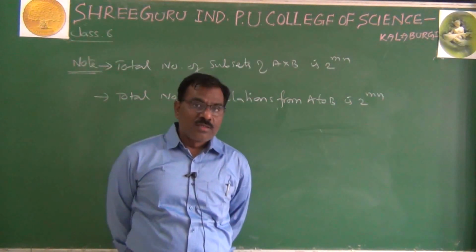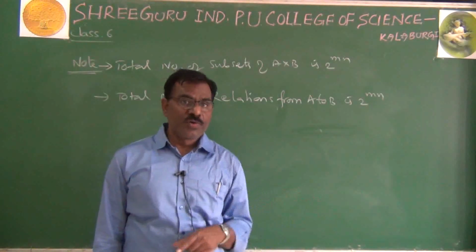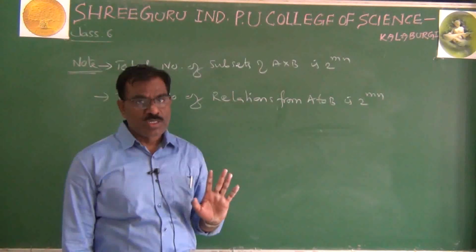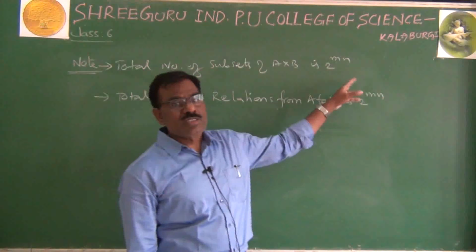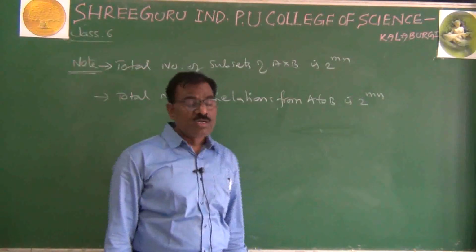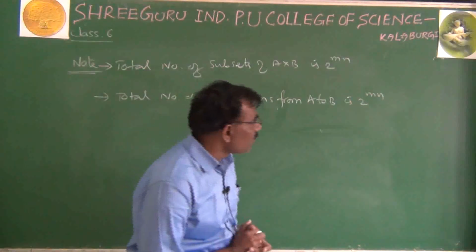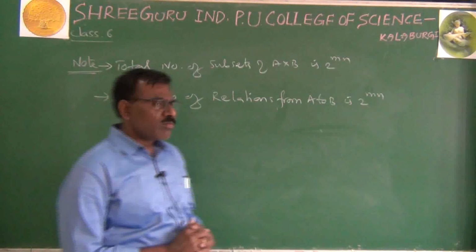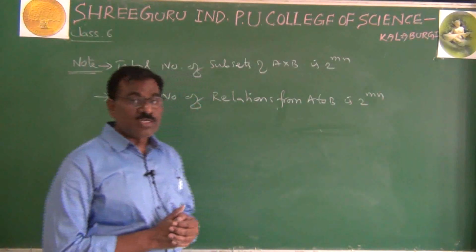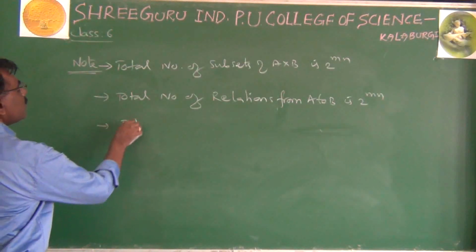The total number of relations from set A to set B is equal to the total number of subsets of A cross B. A subset of A cross B is also known as a relation from A to B. Number of relations from A to B is 2 to the power mn. What is m? The number of elements in set A. n is the number of elements in set B. Okay.